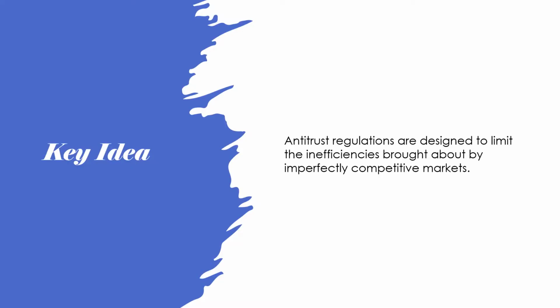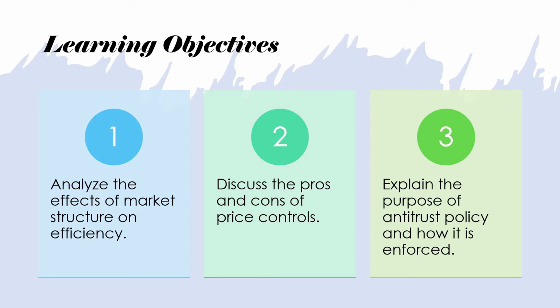Our key idea for this lesson is that antitrust regulations are designed to limit the inefficiencies brought about by imperfectly competitive markets. And our learning objectives: at the end of this lesson, you should be able to analyze the effects of market structure on efficiency, discuss the pros and cons of price controls, and explain the purpose of antitrust policy and how it is enforced.